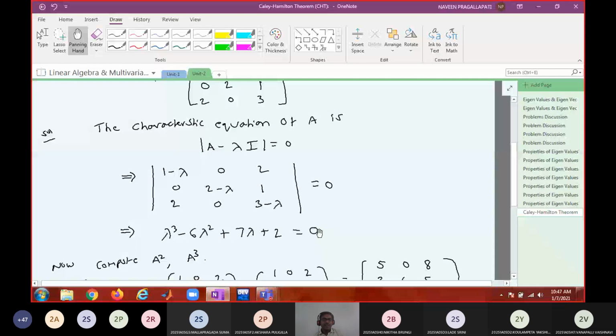Is that okay? So this ensures that A is a non-singular matrix because of the presence of this constant term. If the constant term is not there, then A will be singular because lambda equal to 0 is an eigenvalue. If the constant term is there, then A is a non-singular matrix. Now, how do you find the inverse of this matrix? Because we have this equation and A inverse exists, now multiply both sides with A inverse.